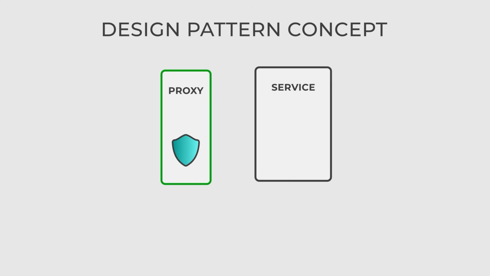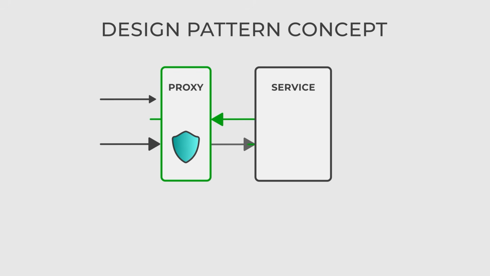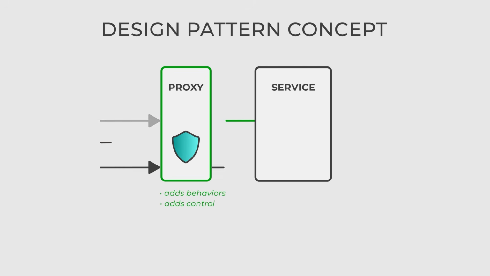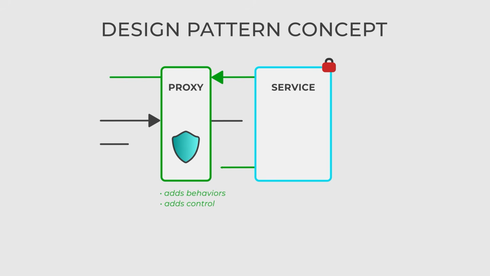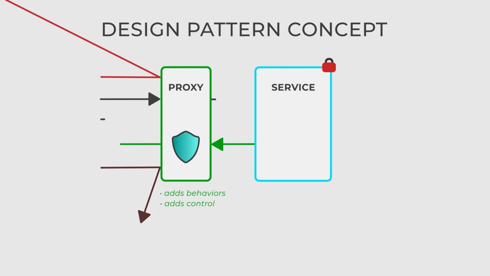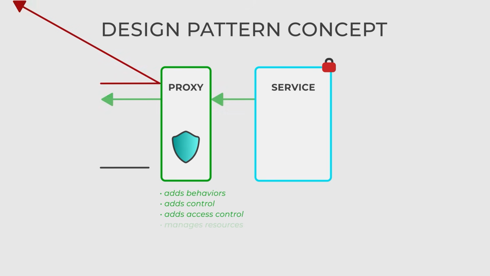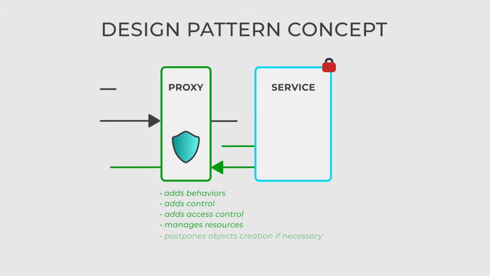The proxy is a structural design pattern that provides a placeholder for another object to control its access. It acts as an intermediary, allowing you to add additional behavior or control to the original object without modifying its code. Proxies are commonly used for various purposes, including controlling access, managing resources, and delaying object creation.